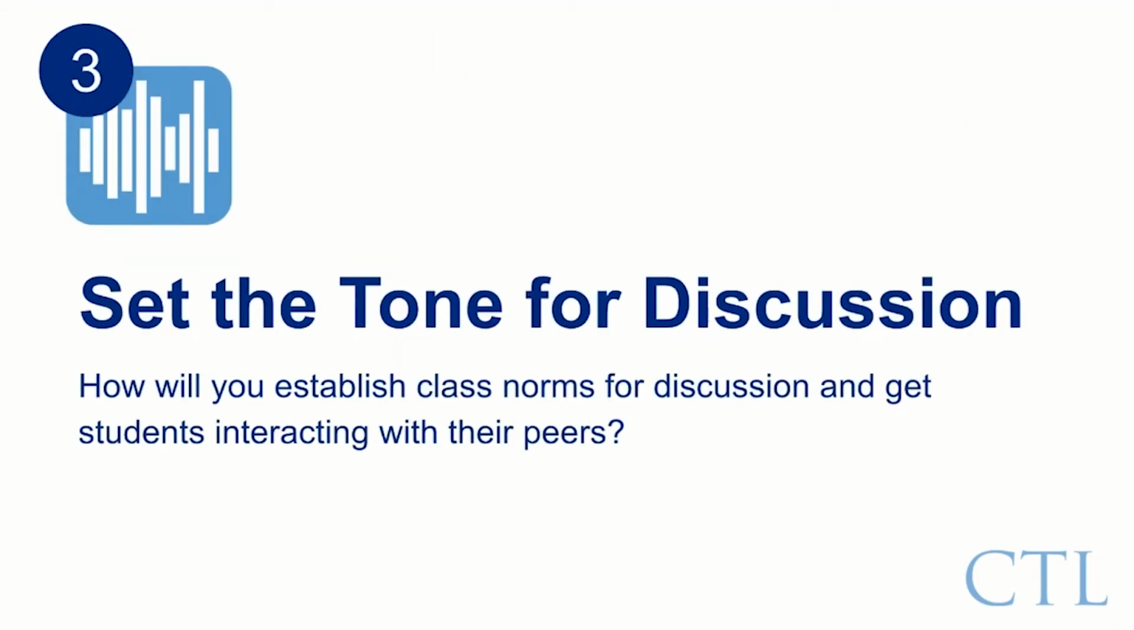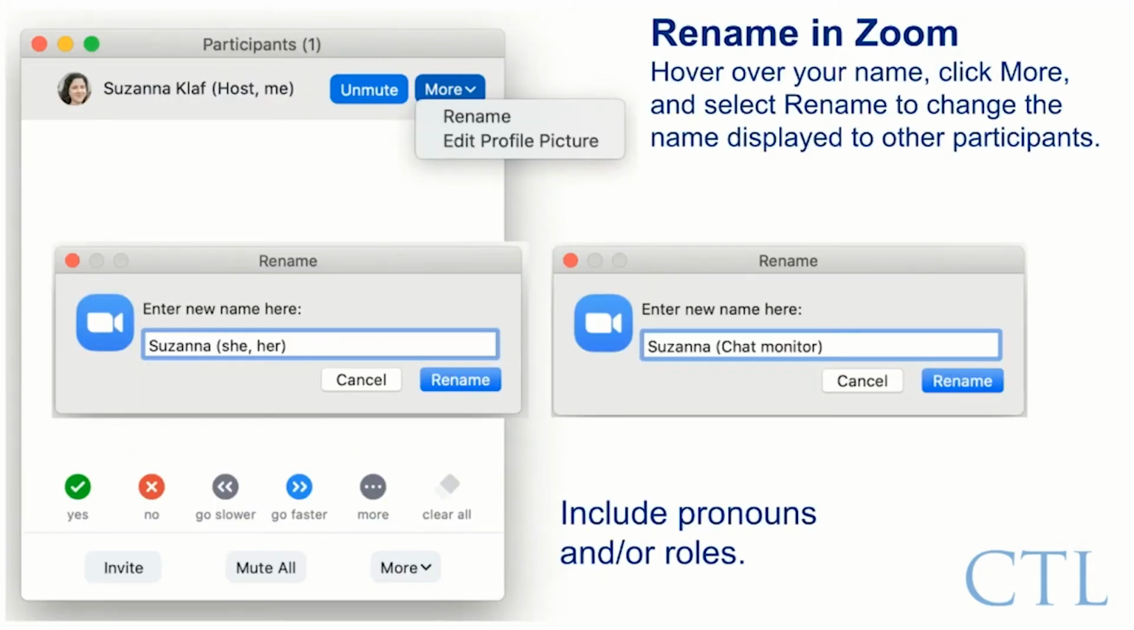Set the tone for discussion. It's important to set the tone and class norms for discussion early on. In your first week of synchronous class sessions, invite students to rename themselves under the Zoom participants list, including their names and pronouns they would like to be addressed with, and ask them to edit their profile picture for when their video is off. Put students in breakout rooms and ask them to introduce themselves to get them talking with each other early on.